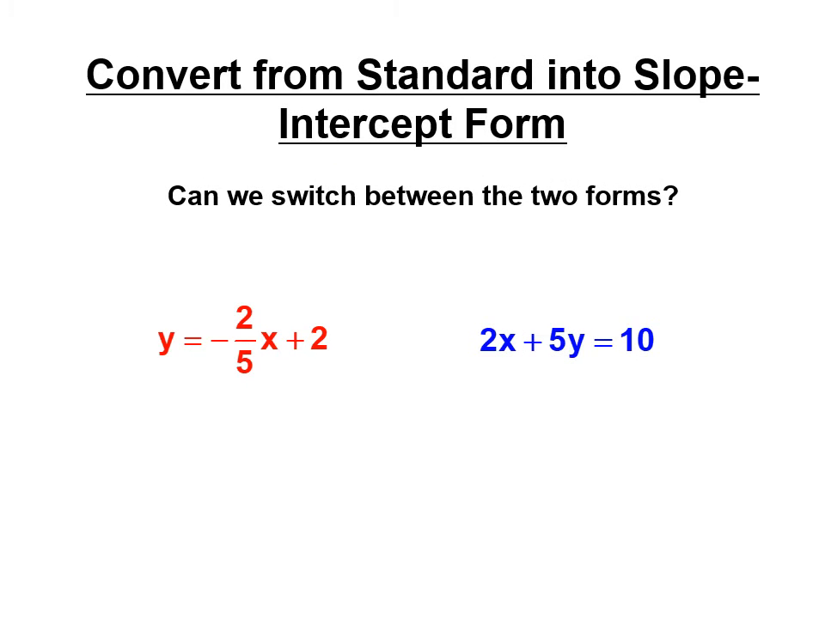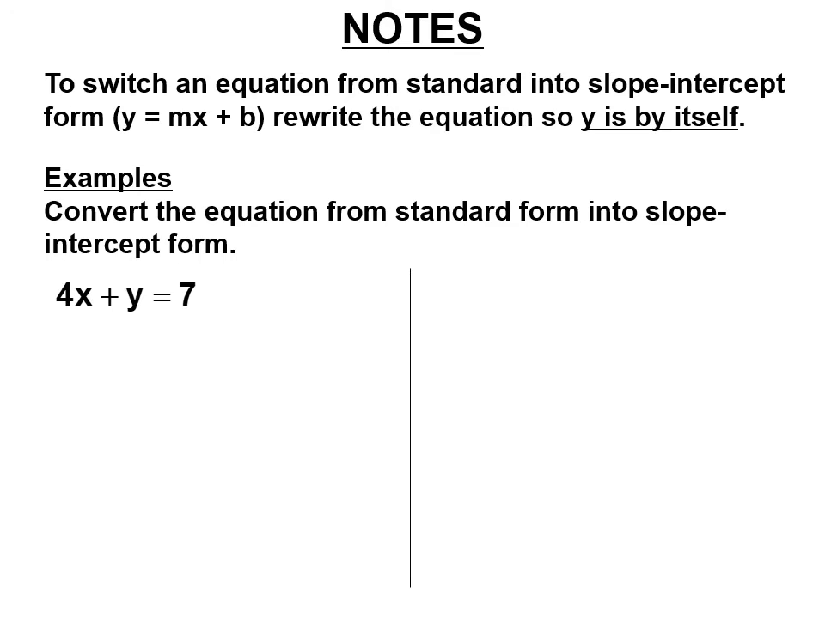Okay, so can we switch between the two forms? Yes, we'll go in one direction one day, in the other direction the next day. To switch an equation from standard into slope intercept form, we have to get y by itself. So we have to get rid of this 4x. How would you get rid of it? You subtract 4x, because 4x minus 4x doesn't matter what number x ends up being, that's 0.